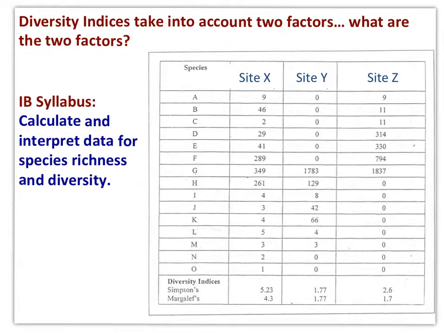But sites Y and Z each have the same number of different species at 7. Notice that the relative abundance differs between the two sites. Site Z has a more even distribution, whereas site Y really appears to be dominated by one species. Thus, the diversity index of site Z is higher than that of site Y.